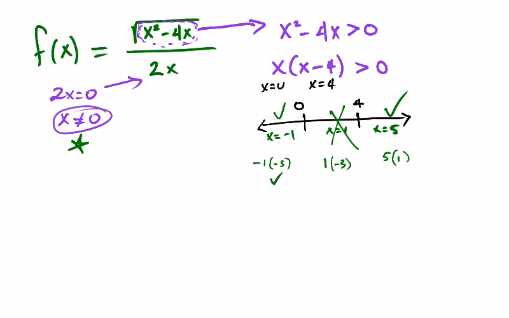So I don't want x to equal 0. But I do want x to be from negative infinity up to 0, but not equal to it, with the union of 4 to infinity. Could it equal 4? Yeah, I think we're okay with saying it could equal 4, because when I plug in 4 it wouldn't make the bottom 0, but it would make the top 0, and that's okay. So bracket, and then on to infinity.